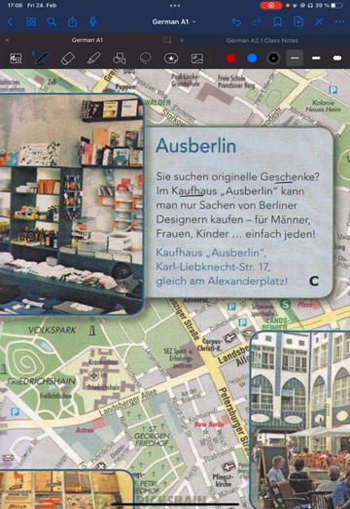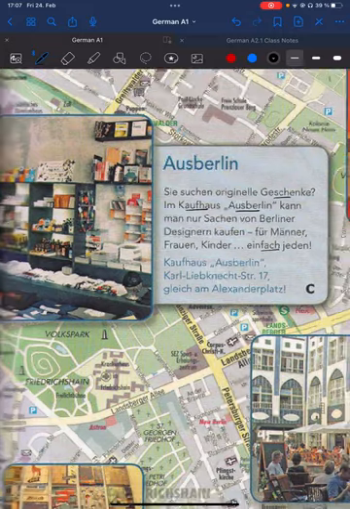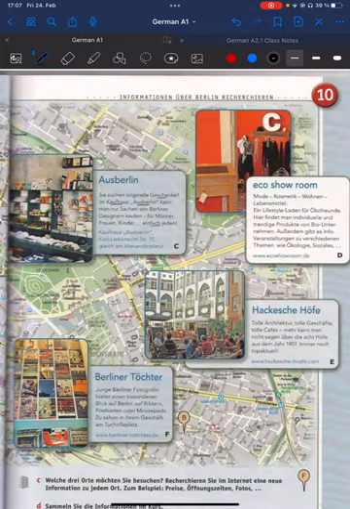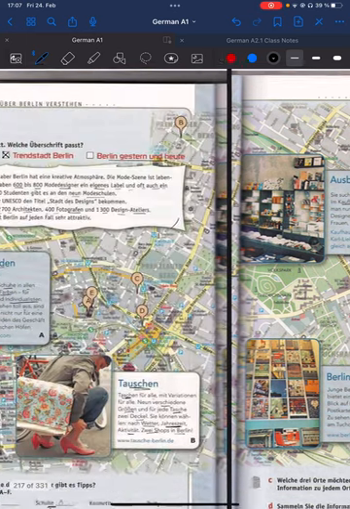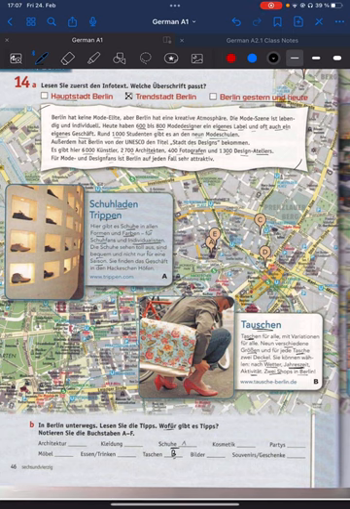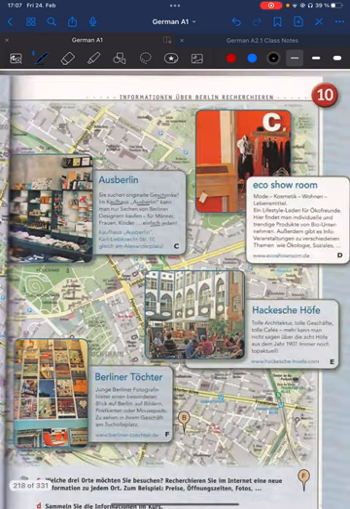Im Kaufhaus aus Berlin kann man nur Sachen von Berliner Designern kaufen, von Männern, Frauen, Kinder, einfach jeden. For everyone, you can buy different things from artists of Berlin. Okay, let's see. So, architecture, Kleidung, Schuhe, Cosmetic, Parties, Mobile, Essen trinken und Taschen, Bilder. Ja, so Souvenir, Geschenk. So this will be there. C. Let's look at the D.